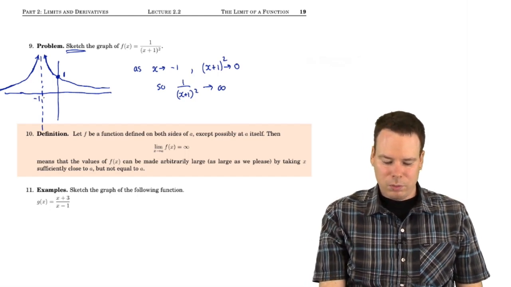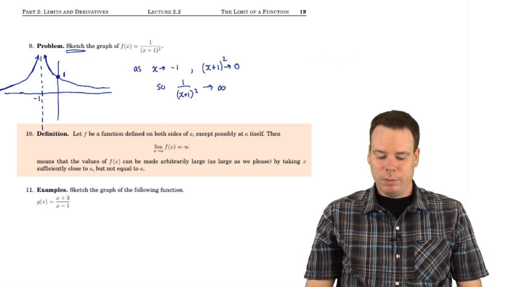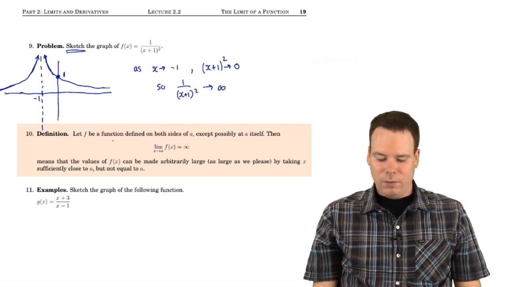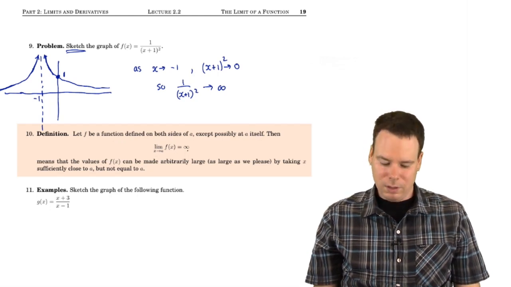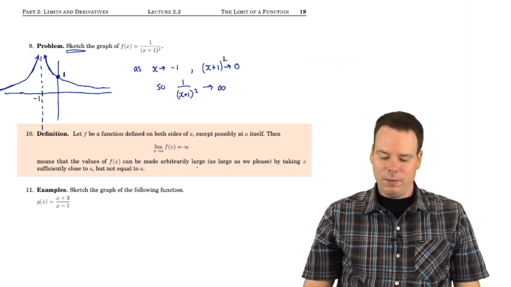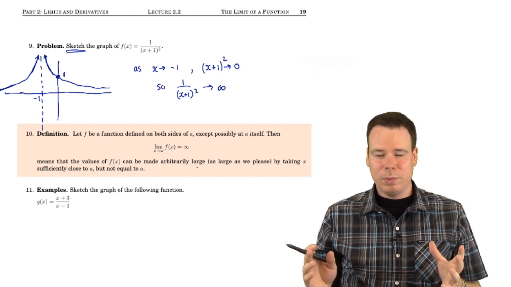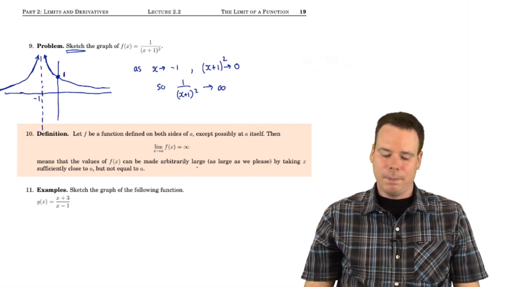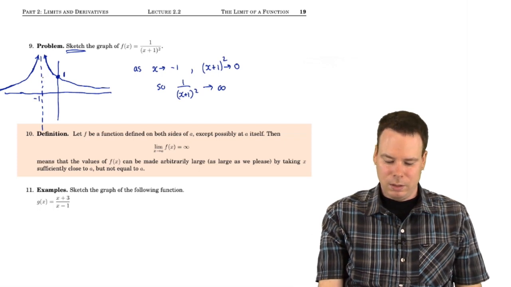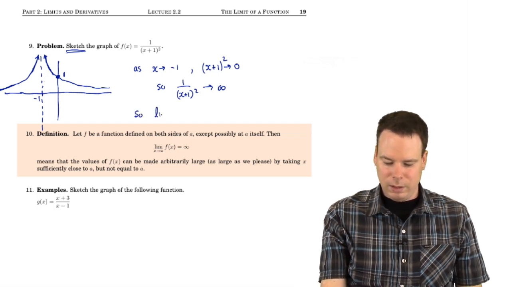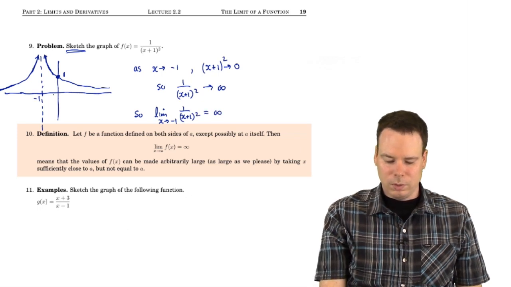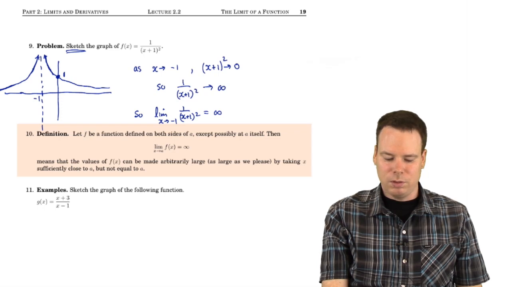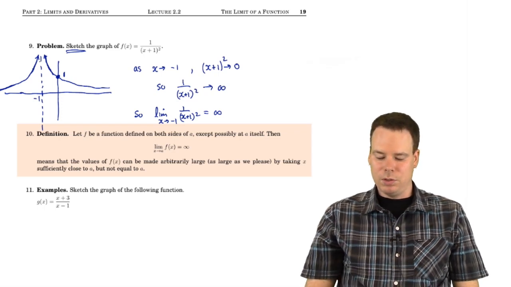Now, we can characterize what's going on around -1 in terms of a limit as well. We can say that if a function is defined on both sides of a except possibly at a itself, then we write the limit as x goes to a of f of x is equal to infinity to mean that the values of f can be made arbitrarily large, as large as we please, by taking x sufficiently close to a. Now in this case, we'd say that the limit as x goes to -1 of 1 over (x plus 1) squared is infinity, since regardless of which direction I approach -1 from, the function values are blowing up, heading off to infinity. So we say blowing up in this case usually.